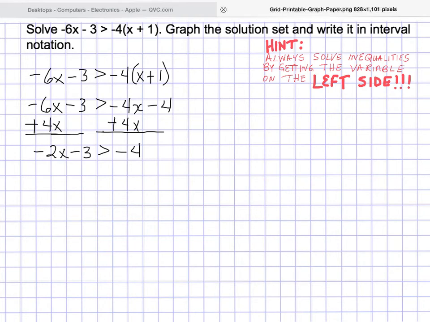Okay, now we want to get the x alone. So let's add 3 to each side. And that gives us -2x is greater than -4 plus 3, which is -1.